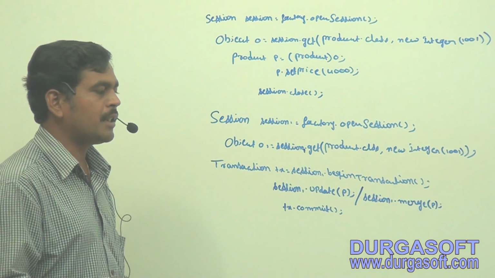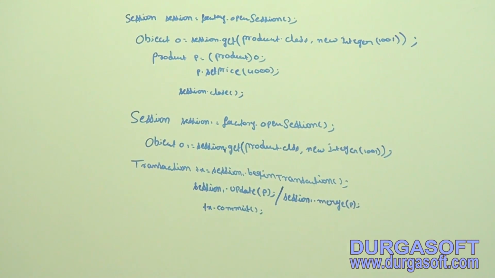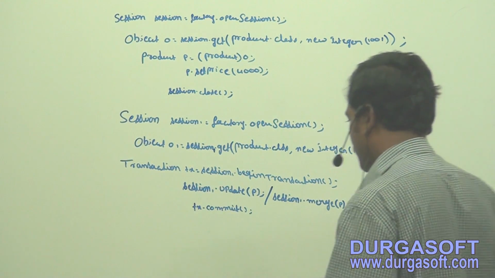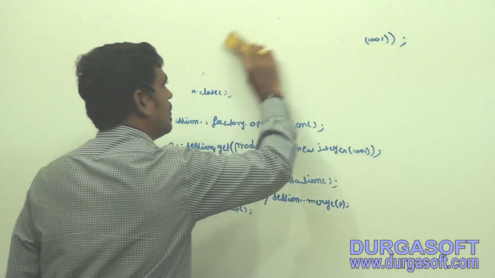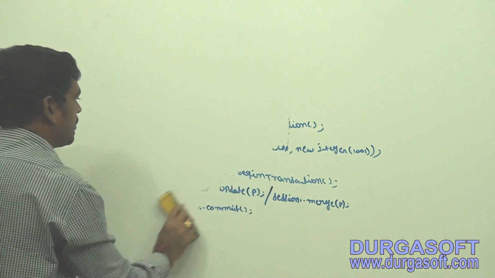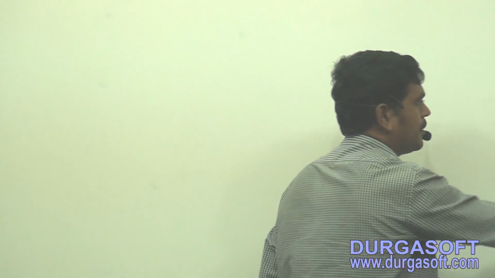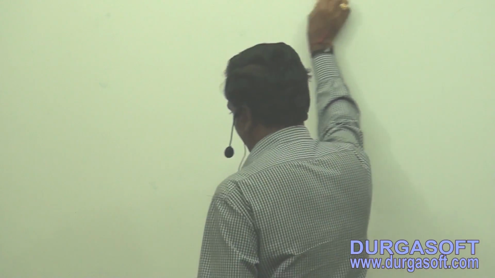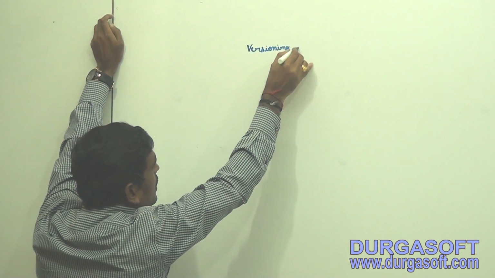If you want to find that information, now we have to go for one small concept, that is the versioning concept. We have to go for the versioning concept. Using the versioning concept, we can find out how many times we modified our object.